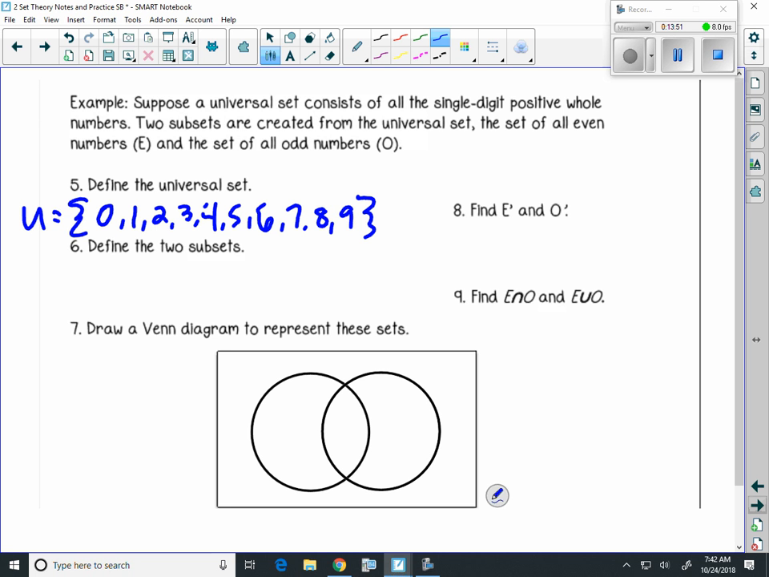Now, in part 8, it says find E prime and O prime. Or we're talking the complements. So first we have to know what the subsets are. So we're going to write the even subset and the odd subset. Is 0 odd or is it even? We'll call it even. For the sake of how the pattern goes, we'll call it even.